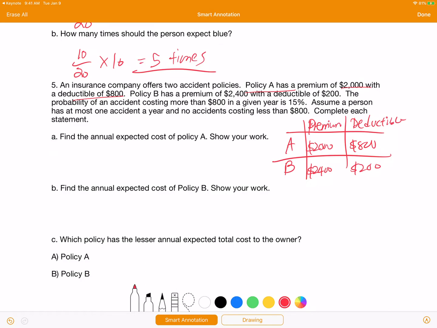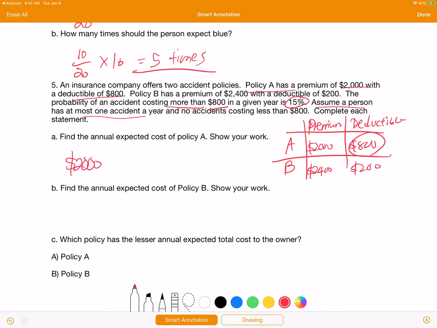The probability of an accident costing more than $800 in a given year is 15%. Now, I know that it says more than $800, but that's just simply to indicate that that's the maximum amount you're going to end up paying anyways. So there's no point in talking about how much the accident is actually going to cost. Assume a person has at most one accident per year, no accidents costing less than $800. Complete each statement. Find the annual expected cost for policy A.